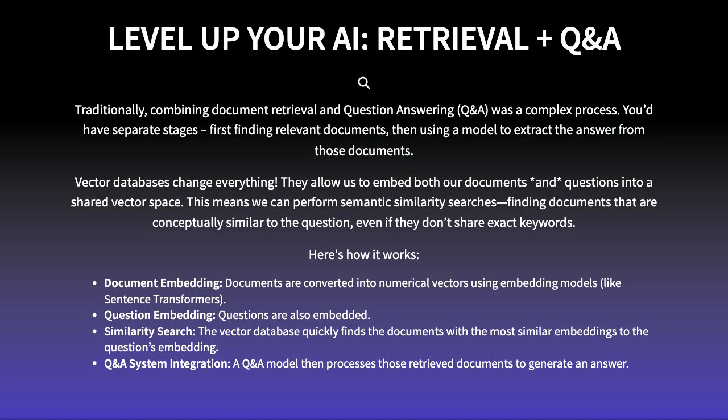Okay, so imagine you're building a really smart chatbot. For a long time, getting the right information to answer questions was tricky. It involved separate searches and then trying to piece things together. But vector databases are making this much easier. They let us represent both your documents and user questions as numbers, essentially creating a map of their meaning. This way, we can find the most relevant documents instantly without relying on exact keyword matches. It's like searching by idea instead of word.